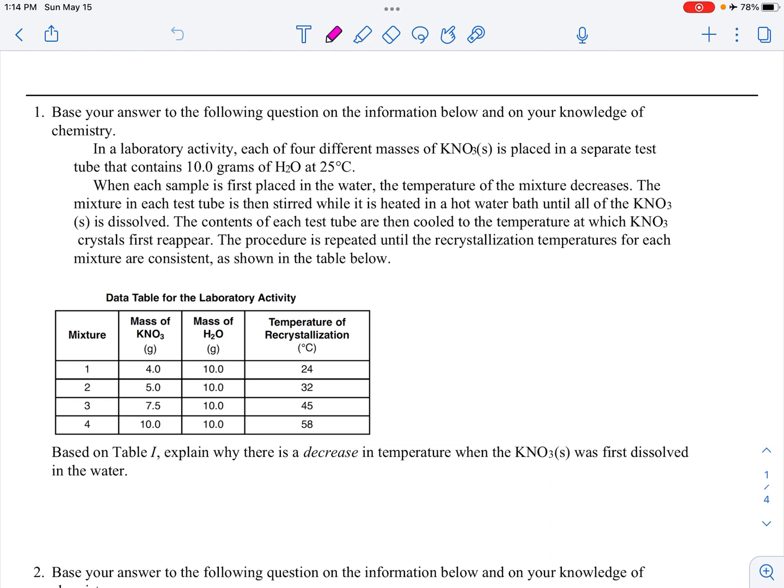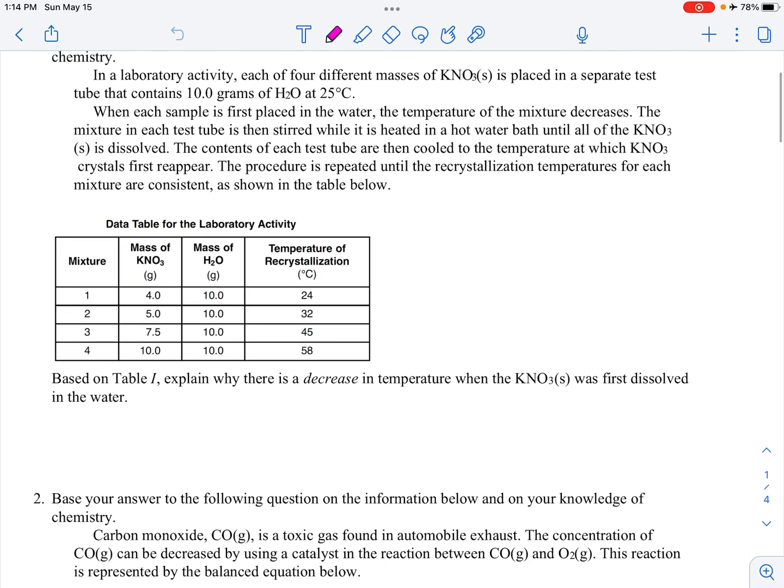The contents of each test tube are then cooled to the temperature at which KNO3 crystals first reappear. The procedure is repeated until recrystallization temperatures for each mixture are consistent as shown below. All right, so that's a lot of information. The data table can make it concise for us. So we see 4 different mixtures, different masses of the salt, the KNO3. Notice the same amount of water, and then what temperature does it take to recrystallize?